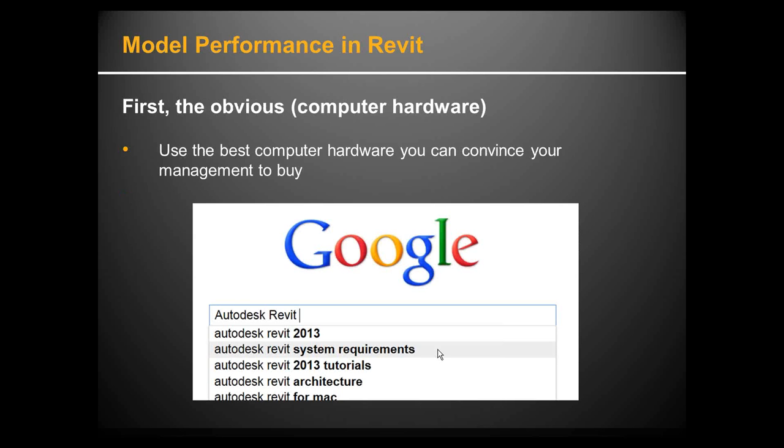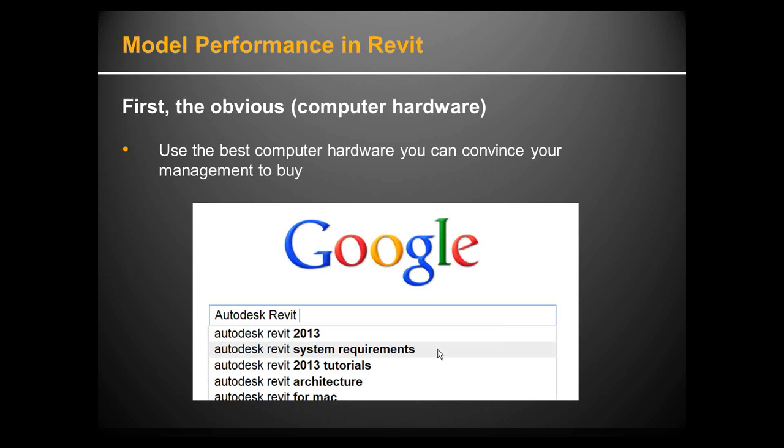So first one, the obvious: computer hardware. What I tell people that ask the question is use the best computer hardware you can convince your management to buy. And a lot of times that's where it ends. Now if your management, or maybe you are the management, if you're a one-person firm, then we'll get to a little more specifics.